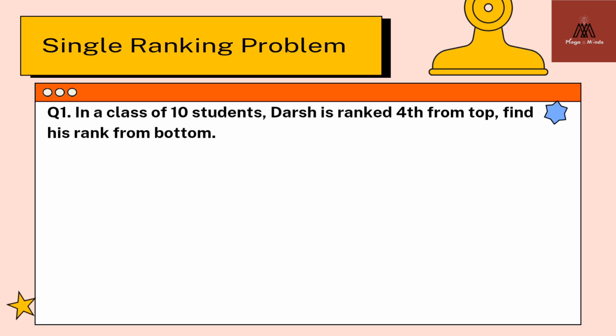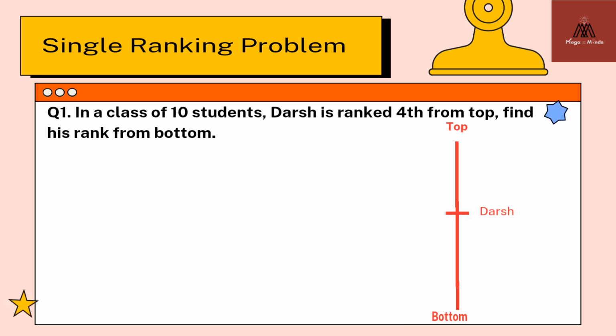Okay, here's the first question on single ranking problem. Try to solve and see if you're able to arrive at the answer. For any problems, it is always helpful to understand the given information through visual representation.